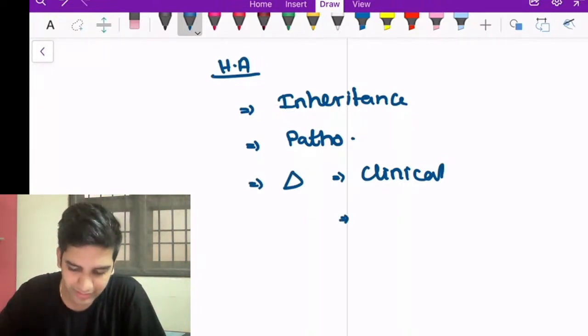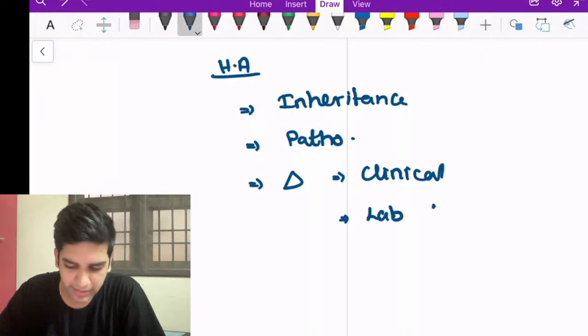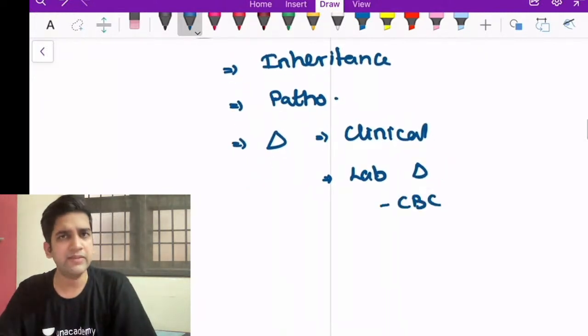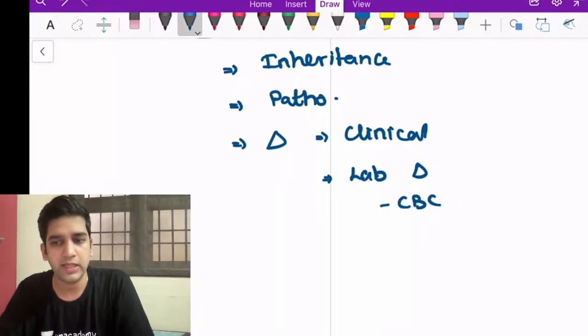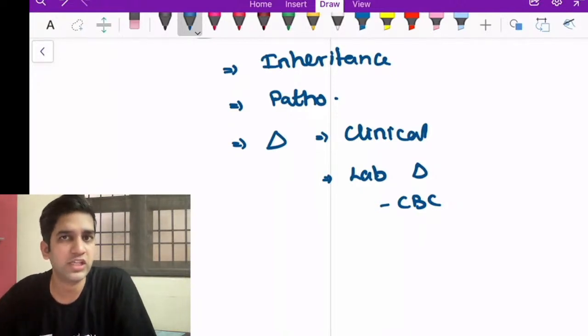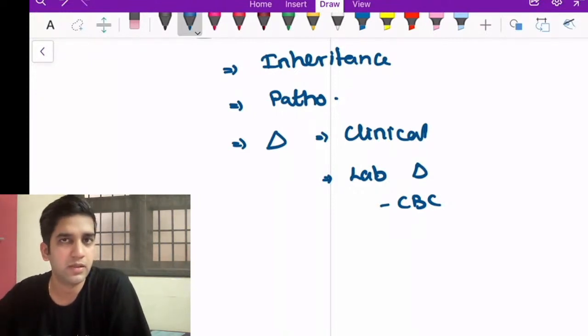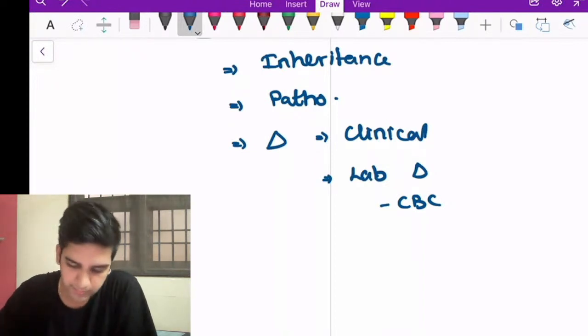So you have your lab diagnosis. In my lab diagnosis, again, I want you to remember about CBC. In a few places, CBC might help me. Like iron deficiency anemia, it's microcytic hypochromic. I won't require it for most of the hemolytic anemias, but in a few places, yes, it'll help me. Like thalassemia, it'll help me. It might not help me in G6PD deficiency. There are a few places it'll help, a few places it'll not help.